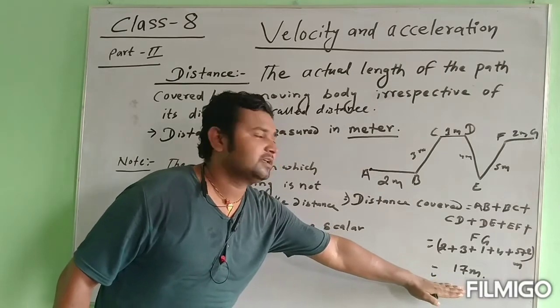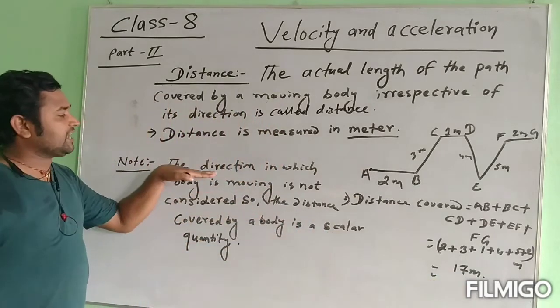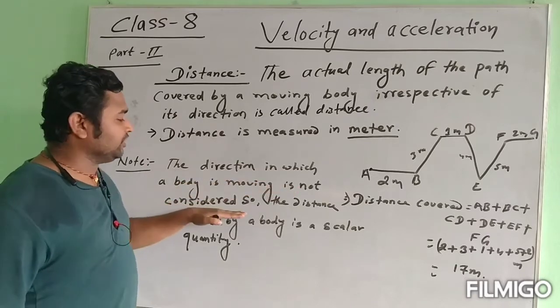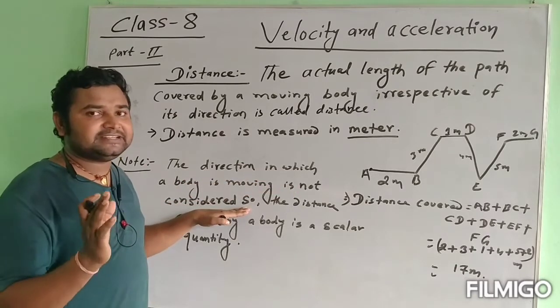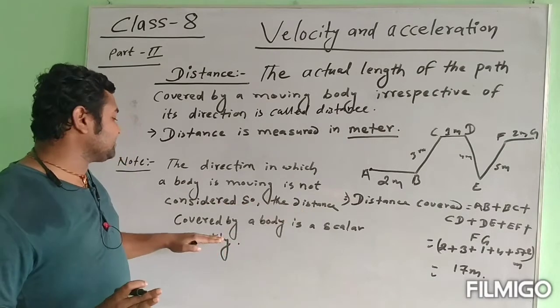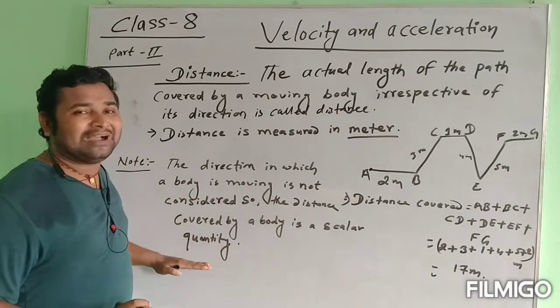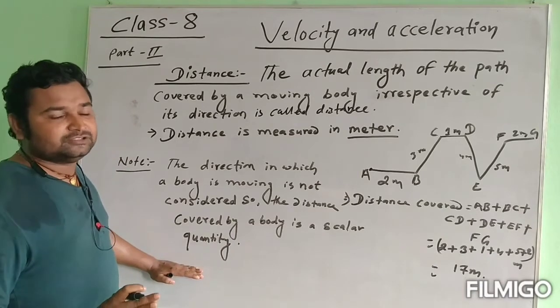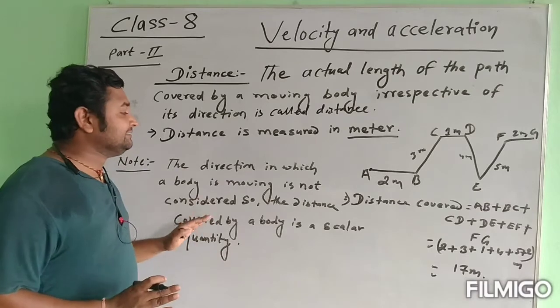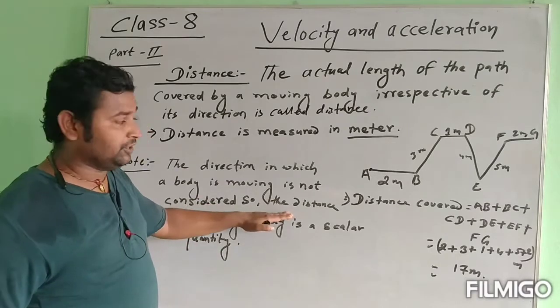17 meter distance. Okay, here the direction in which the body is moving is not considered. In which direction it is moving is not considered. So this distance covered by a body is a scalar quantity. What is a scalar quantity? Those quantities which have only magnitude but no direction. It means that their direction is not considered.